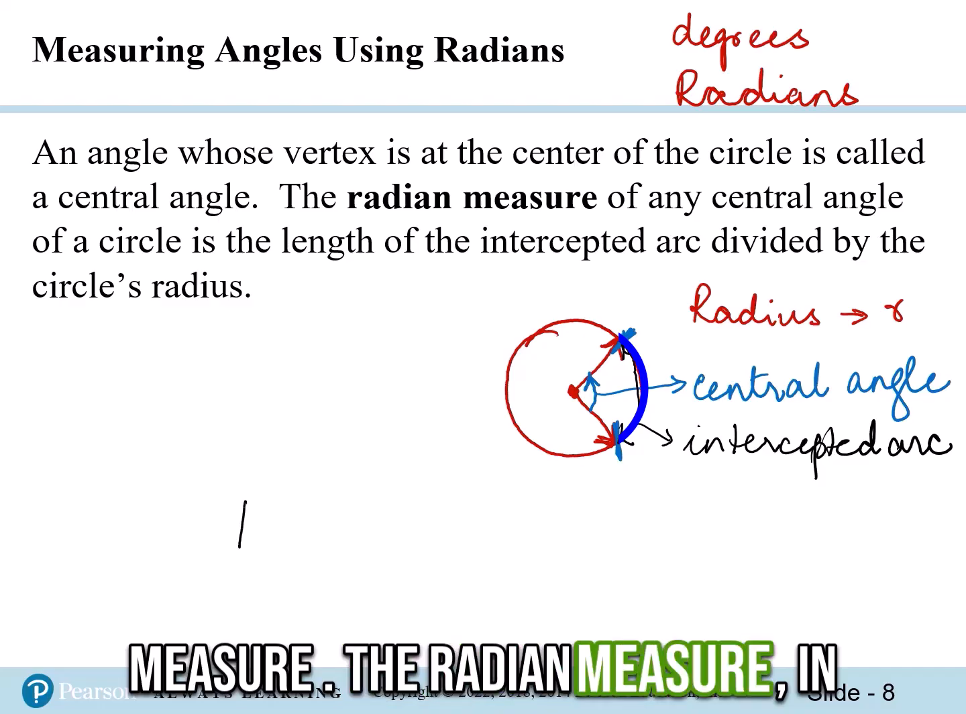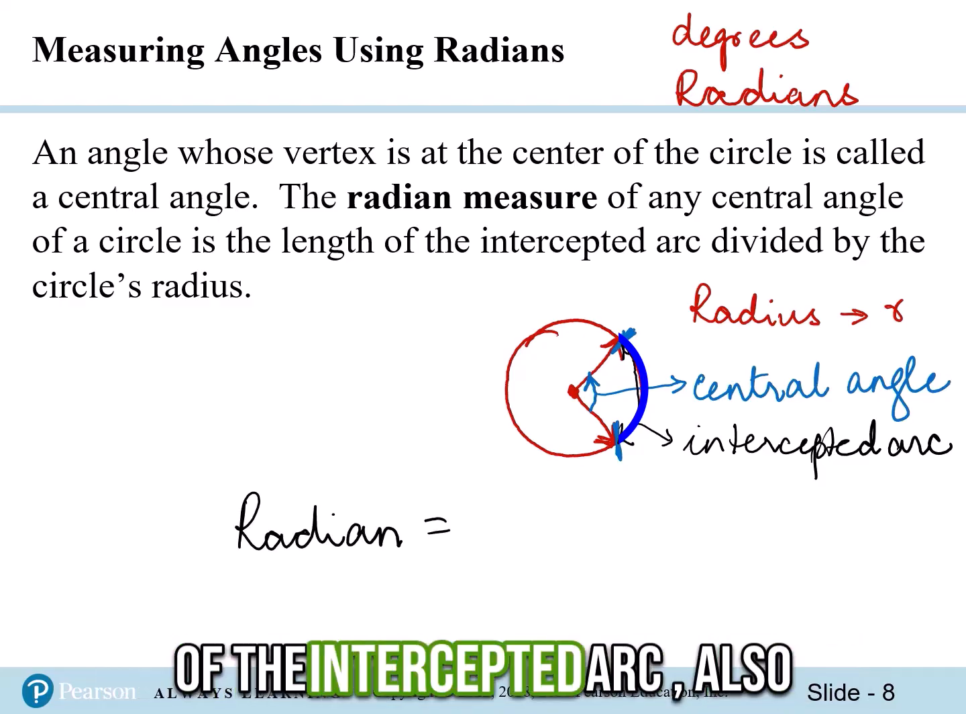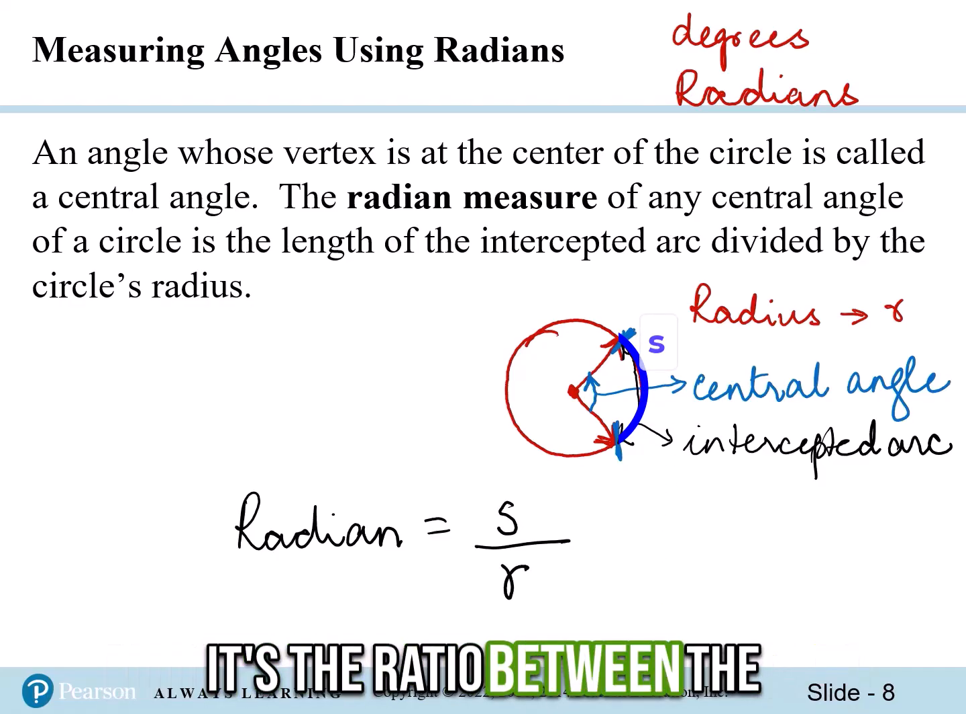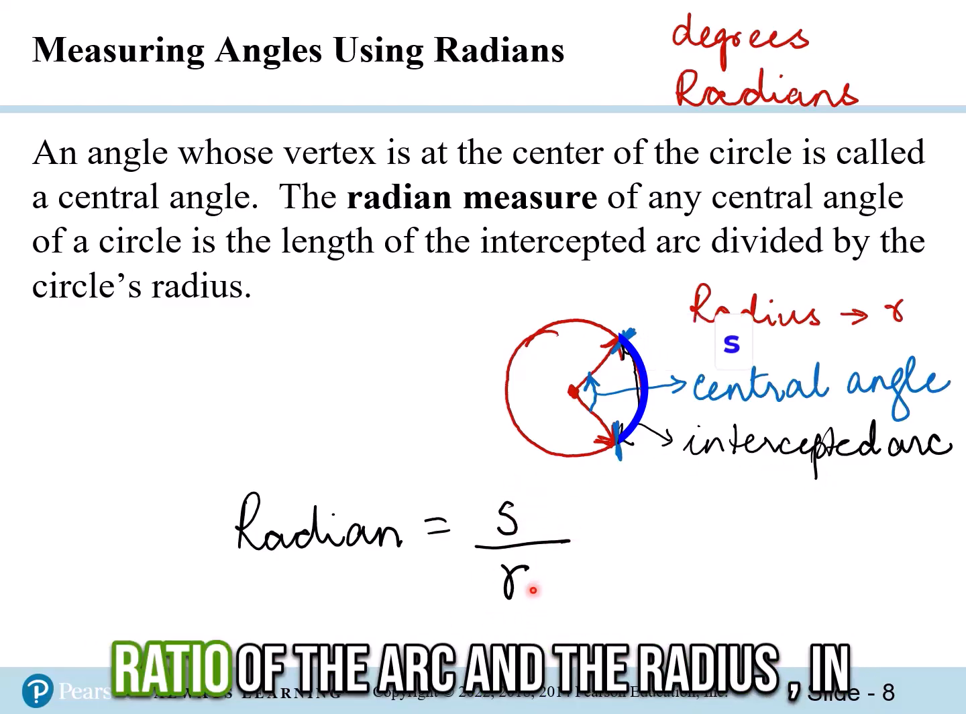The radian measure, in other words, is equal to the length of the intercepted arc, also denoted by the letter S, over R. So it's the ratio between the intercepted arc over the radius. So ratio of the arc and the radius, in other words.